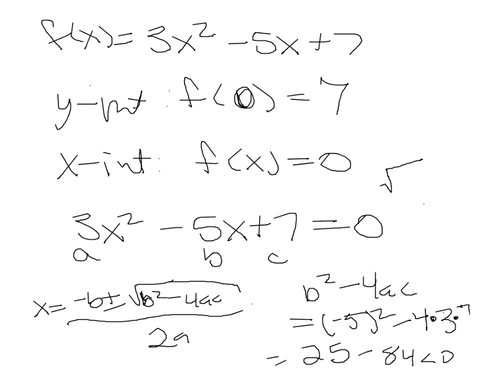So I'm taking the square root of a negative number, which I don't want to do. It means that there's no x-intercept. So when your discriminant's negative, there's no x-intercepts. So let's pull up the calculator and figure out the other things that we didn't do.